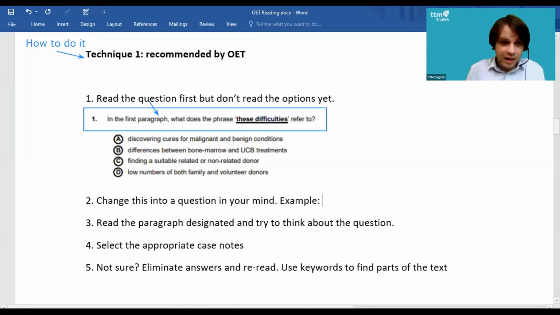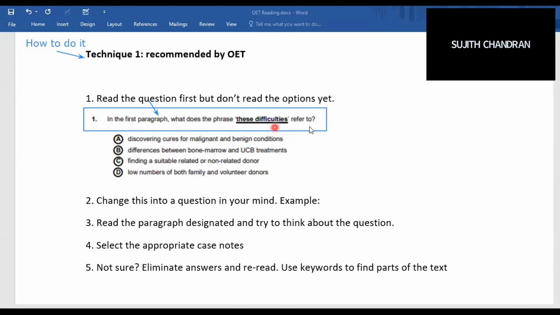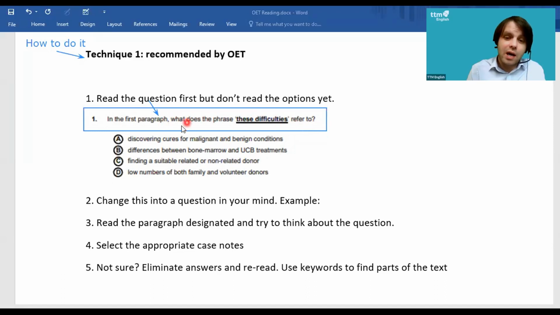Okay. Step 2, we're going to change this into a question in your mind. What do I mean by that? Let me ask that question to Tinsy. I hope you have a good connection. Or Sujith. Sujith? We need to change this into a simple question in our mind. What can we do?